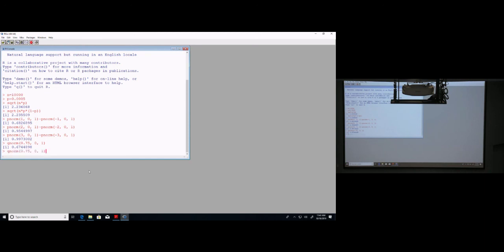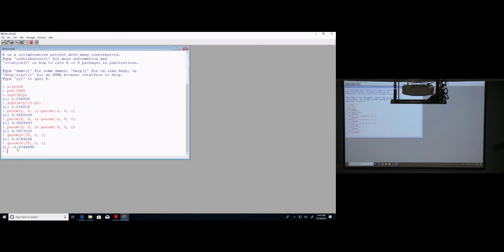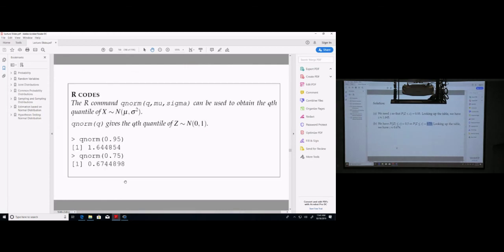So how about the 25th percentile? First of all, we expect the number to be negative because up to 0 is 0.5, so it has to be on the left-hand side of 0, all right? And actually it's symmetrical here. Okay, so this is the R code.